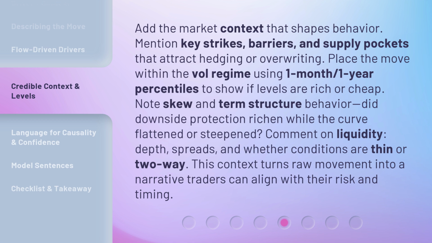Add the market context that shapes behavior. Mention key strikes, barriers, and supply pockets that attract hedging or overwriting. Place the move within the vol regime using 1-month/1-year percentiles to show if levels are rich or cheap. Note skew and term structure behavior. Did downside protection richen while the curve flattened or steepened? Comment on liquidity, depth, spreads, and whether conditions are thin or two-way. This context turns raw movement into a narrative traders can align with their risk and timing.